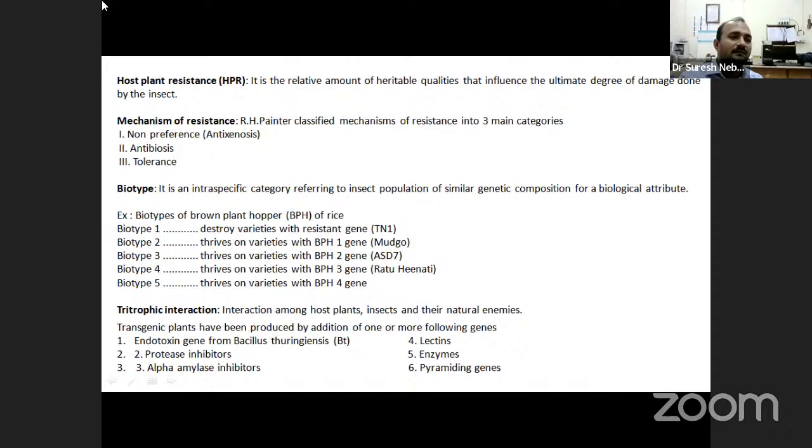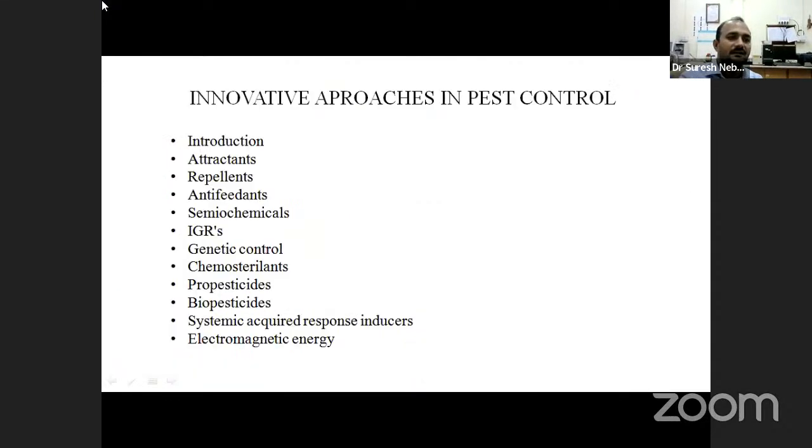Just some points I have given here. They are self-explanatory, you can check. So, innovative approaches for pest control. Here mostly we study attractants, repellents, antifeedants. What are antifeedants? They actually do not allow the insect to feed. If something is bitter in taste, we don't eat that. Like that, for insects also some bitter taste is there. So such antifeedants are there. For antifeedants, you should know neem as an example.